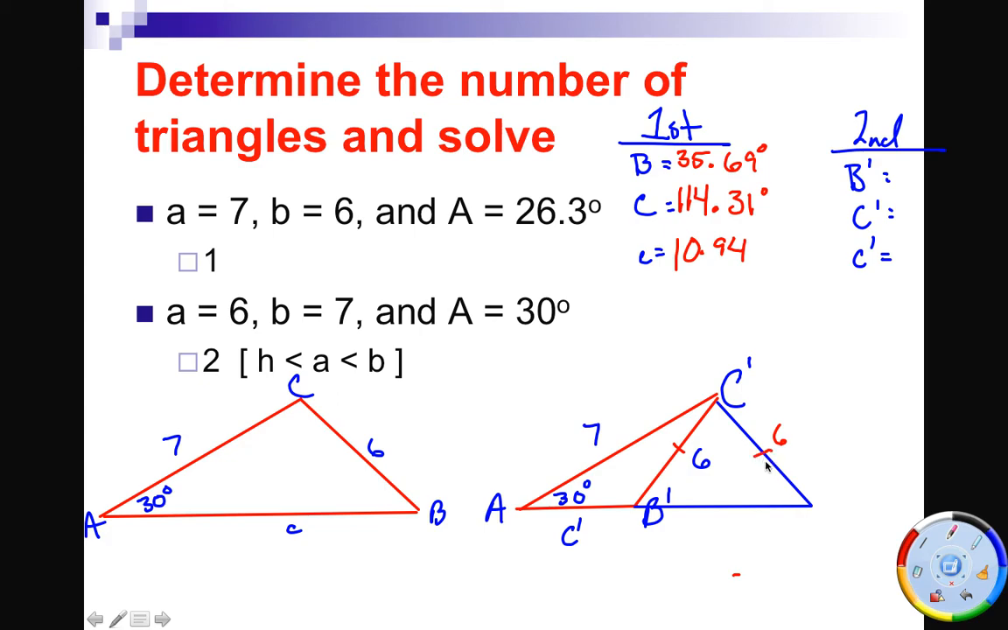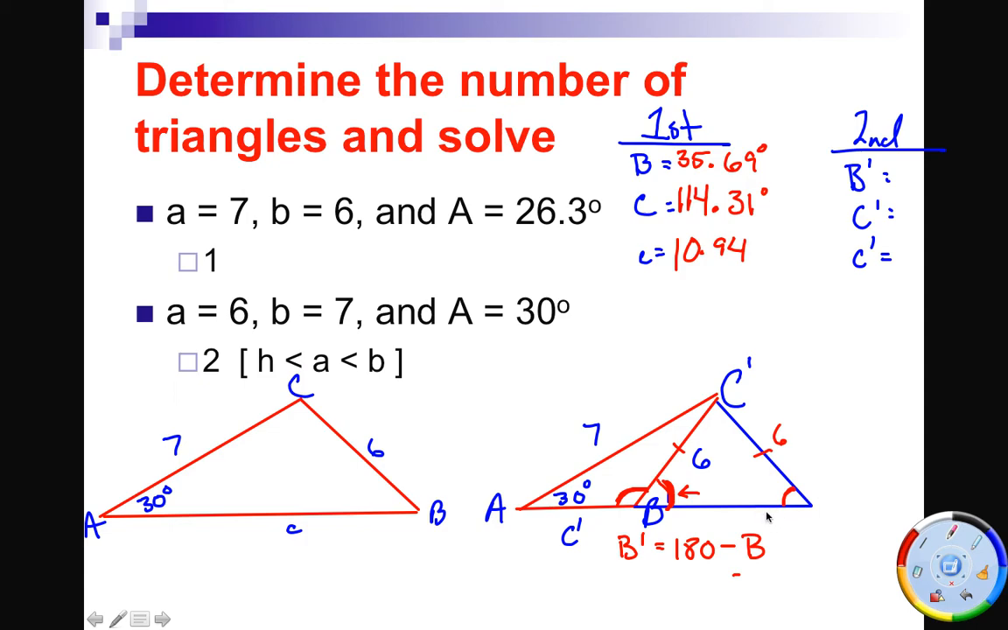That means this side is equal to this side. But that gives me something else as well. That tells me that this angle is equal to this angle. And that means if I know what this angle is here, I can find this angle by doing 180 minus. So B prime is equal to 180 minus whatever my B angle was. That's super nice because that does not require the law of sines at all.